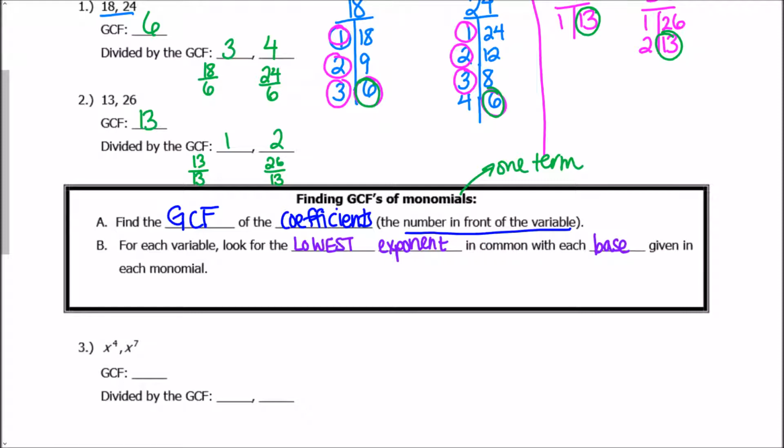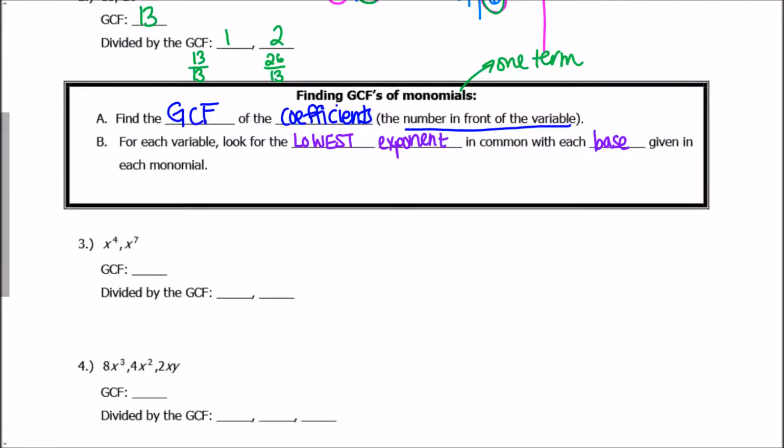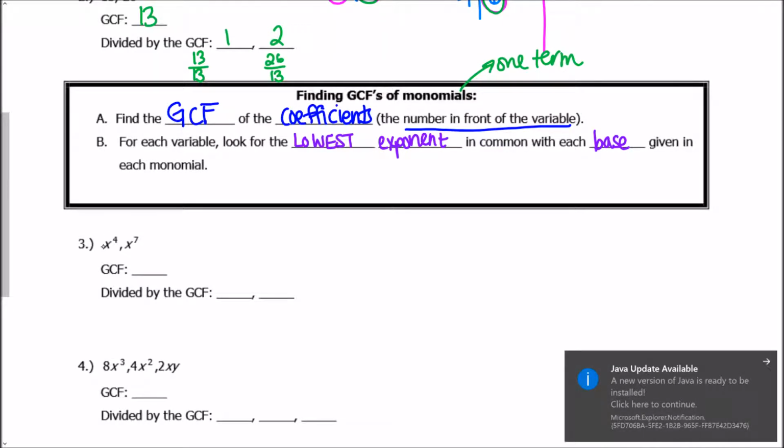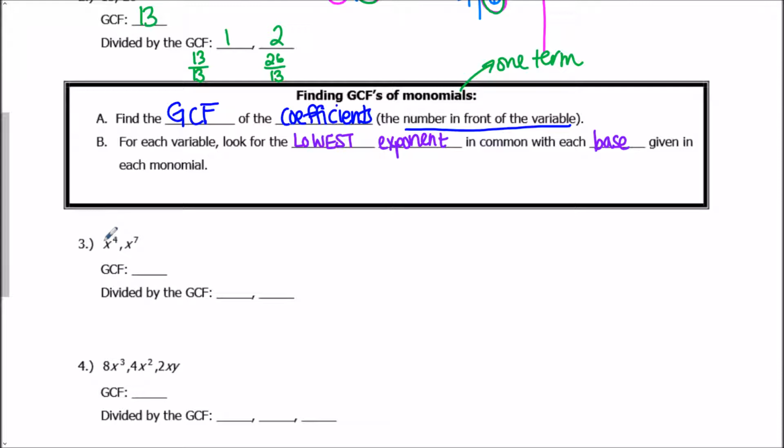Okay? So let's take a look at number 3. Number 3 has invisible coefficients. There's an invisible 1 here and an invisible 1 here. So the GCF of 1 and 1 is just 1. Then I have a base of x here and a base of x here, and they have the same base. So I'm going to look at my exponents, and my exponents are 4 and 7.